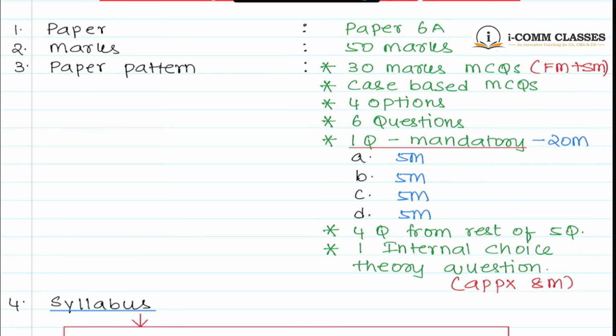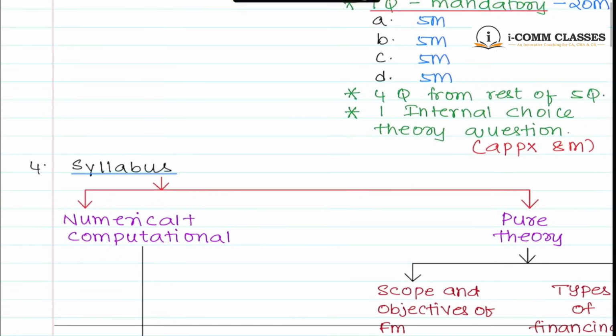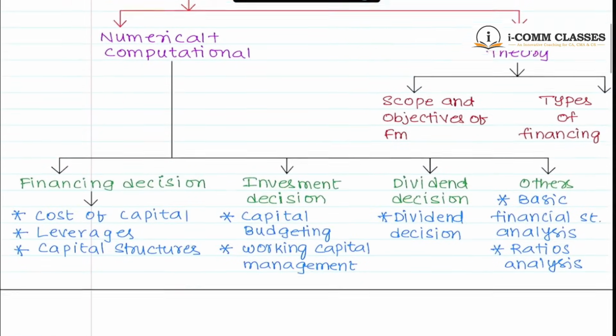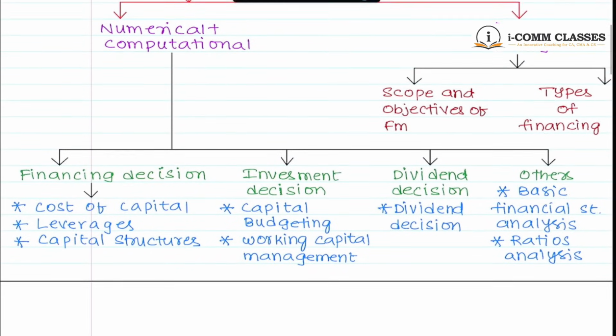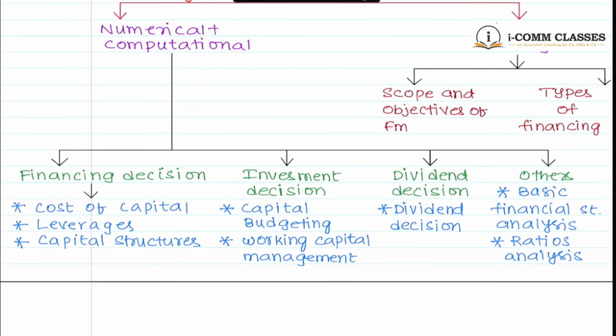Completed? Up to there. Everyone completed writing? Write down the syllabus. Keep the heading syllabus. Branch it into 2.